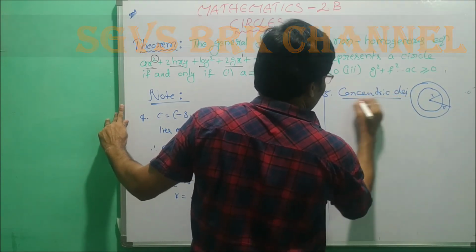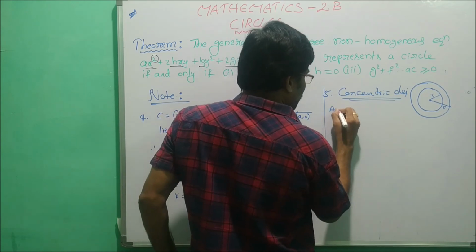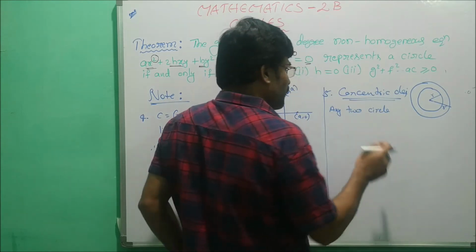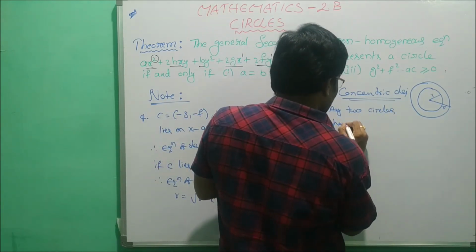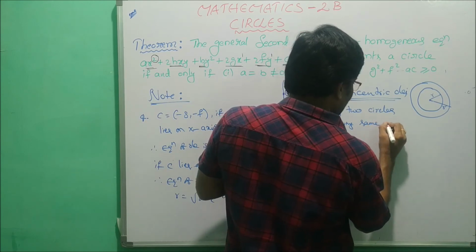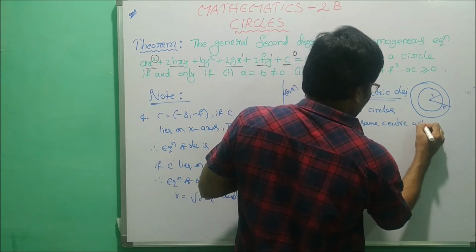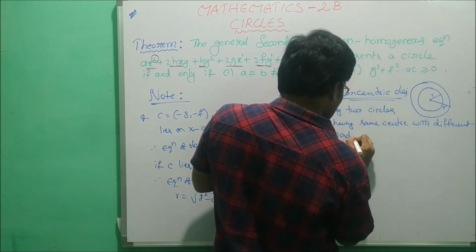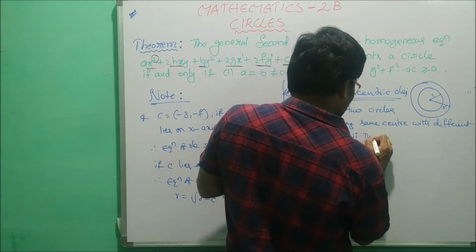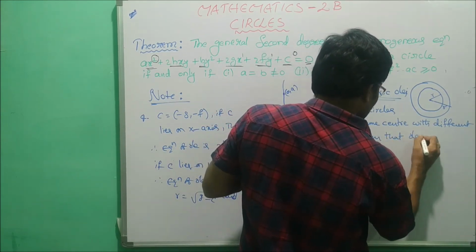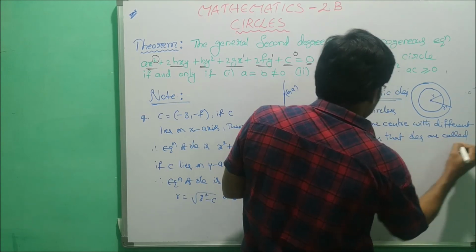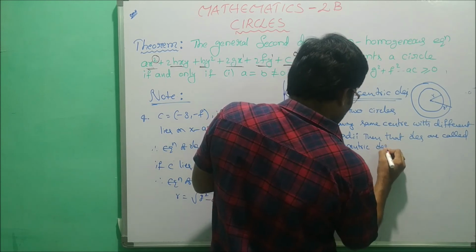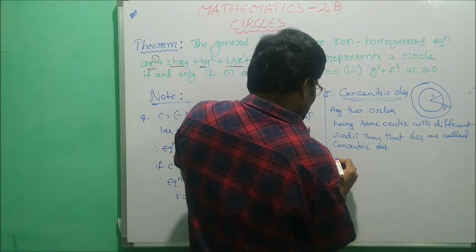Concentric circles means any two circles, not only two, minimum we take two circles, any two circles having the same center with different radii. Then the circles are called concentric circles.